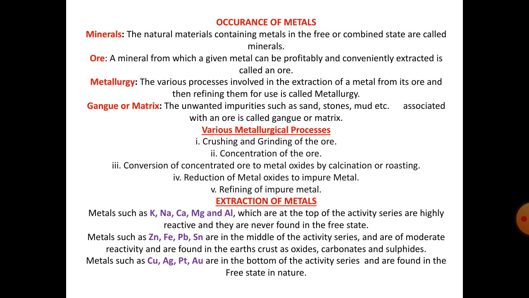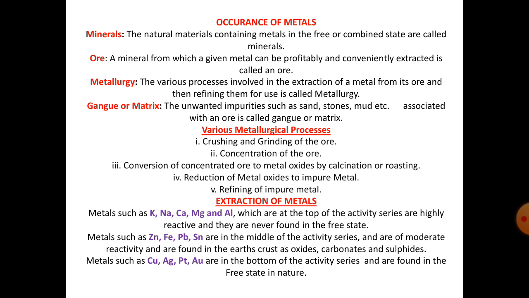Next, we have to understand the term metallurgy. The various processes involved in the extraction of metal from its ore and then refining it for use is called metallurgy. Say, for example, an ore can be just like a stone. From that stone, if you have to get aluminium out of it or the aluminium sheets out of it, it requires a series of steps. Those series of steps will be called metallurgy.